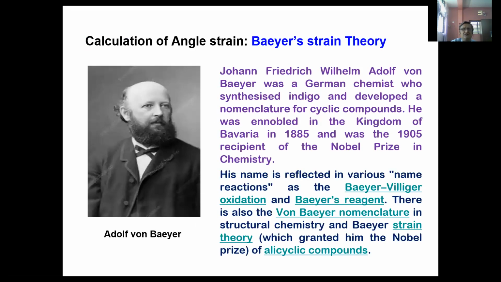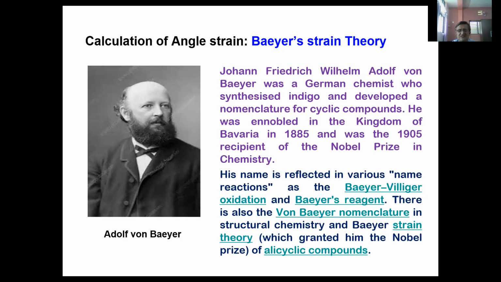Okay, in order to calculate angle strain, the German chemist Johann Friedrich Wilhelm Adolf von Baeyer proposed some important postulates towards the calculation of the angle strain in cyclic molecules. For this, he was also awarded the Nobel Prize. He received it in the year 1905. His name is reflected in various named reactions like Baeyer-Villiger oxidation, and Baeyer's reagent.